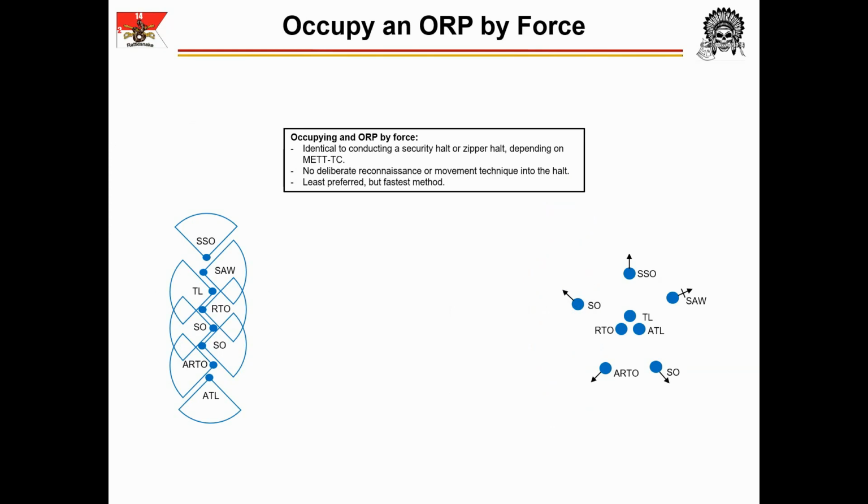A final consideration in what ORP occupation method to employ is the number of people with the team. If there are 8 or fewer, then a fishhook ORP that ultimately looks like a zipper halt is an option. However, if the team is traveling with enablers and thus has more than 8 people with the team, then a traditional security halt, similar to the infantry rifle squad, is most preferred.